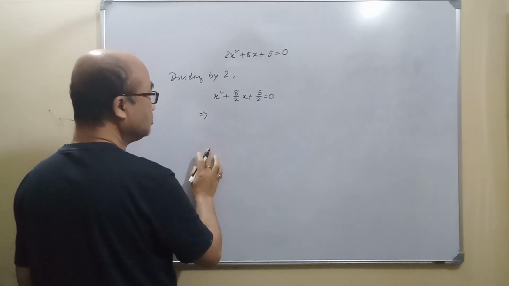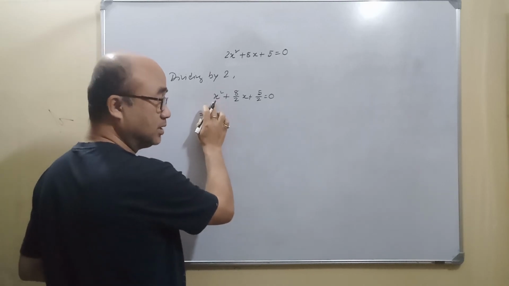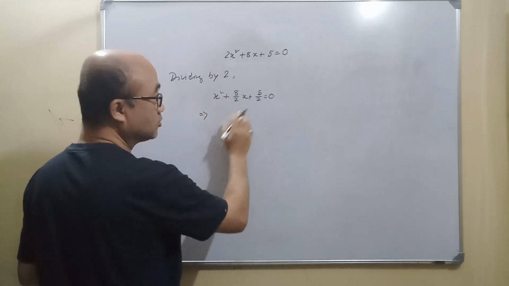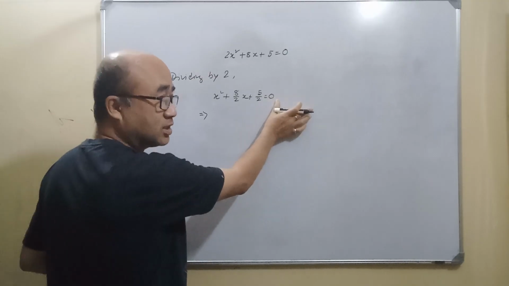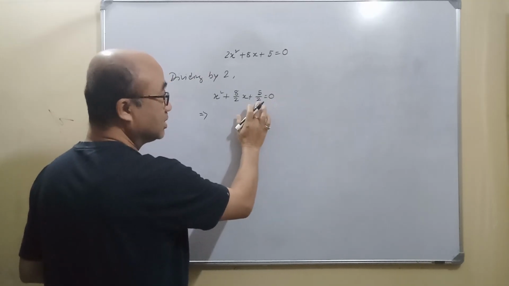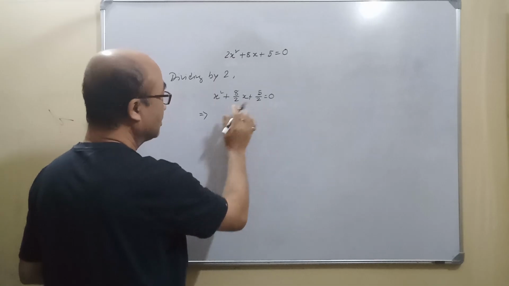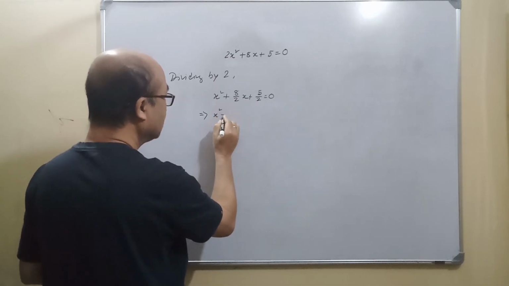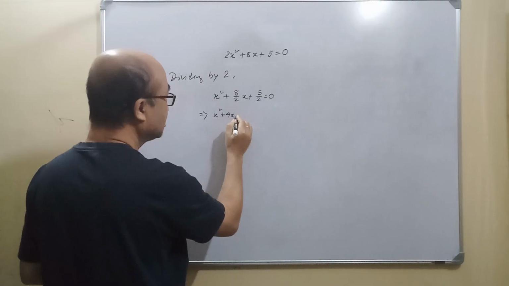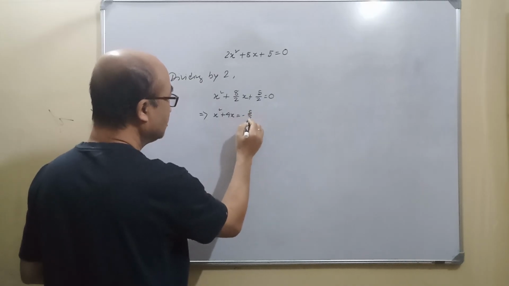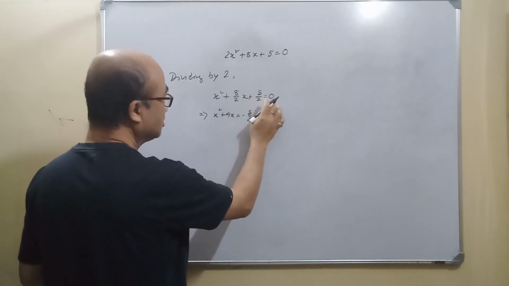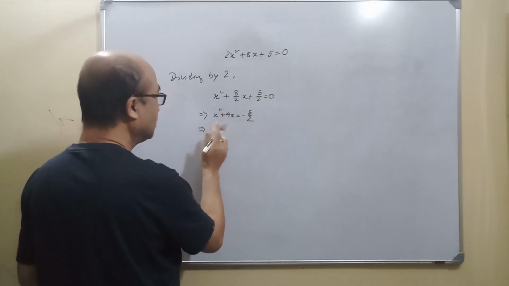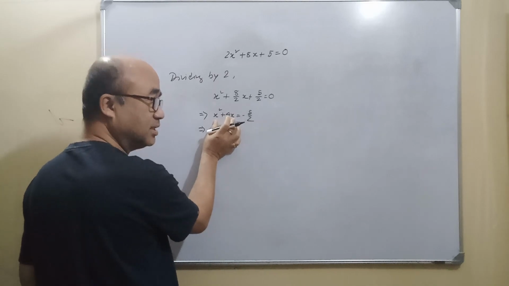Now the coefficient of x square is 1. So the second step is to transfer the constant term c to the right hand side. This term: x square plus 4x is equal to minus 5 by 2. 8 by 2 is 4x, minus 5 by 2 plus 5 by 2 becomes minus 5 by 2. So we get this expression on the left hand side.